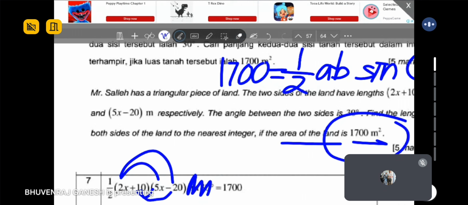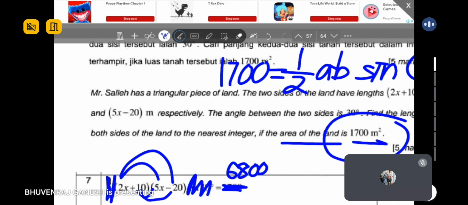Okay, sine 30 is just half. So half times half, 1 over 4. So 1/4, you can bring it over here. So times 4, darab 4. So your answer here will get 6800.